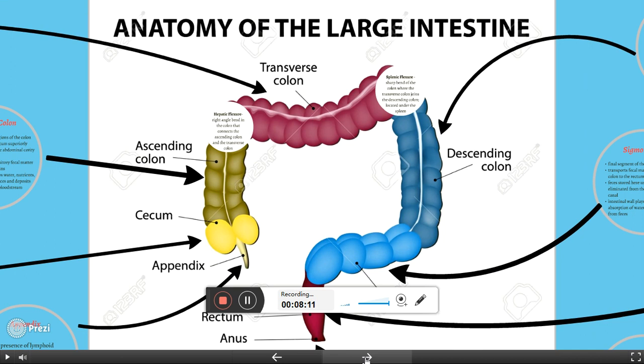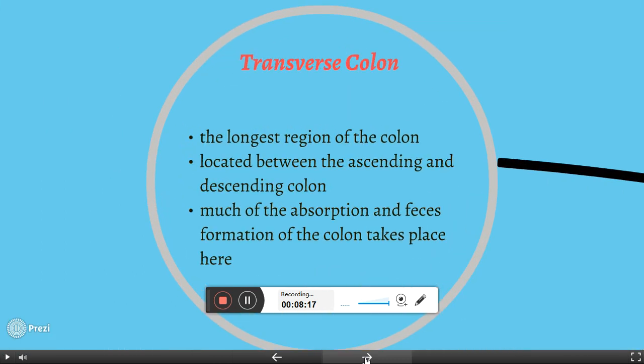That brings us to the transverse colon, shown in the pinkish purple color. The transverse colon is the longest region of the colon. It is located between the ascending and descending colon. Much of the absorption and feces formation of the colon takes place here. It is a hollow tube about 2.5 inches wide and 18 inches long.